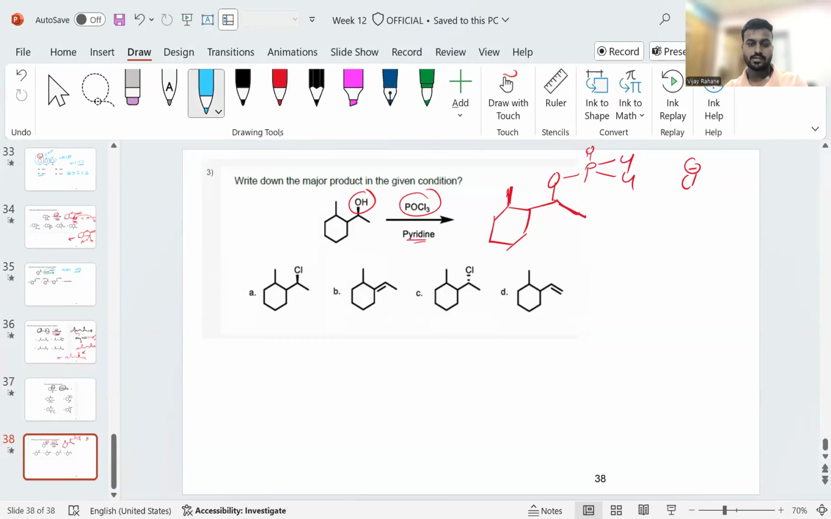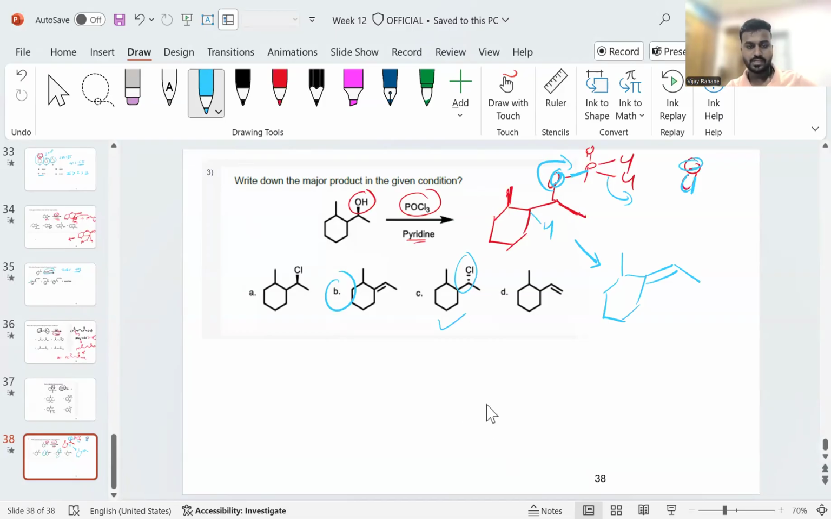If you look at this, this Cl doesn't really attack directly, though there is one possibility of getting such a product. But in this case, because of the pyridine, it will show an elimination reaction. Since this group is formed, this O-P bond is also a good leaving group. The driving force for this type of elimination is the O-P bond formation, and we get this as a product. So in this case, option B is the correct option here.